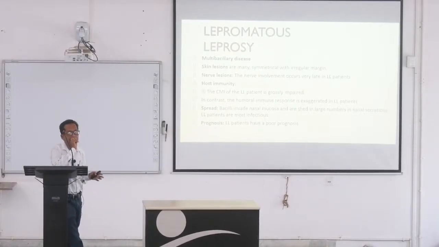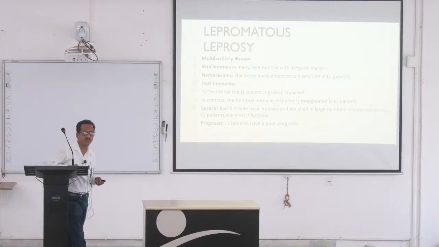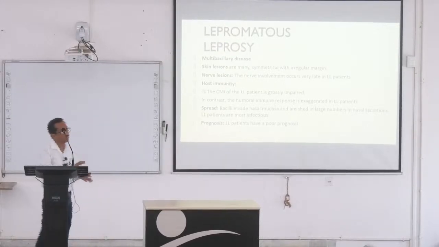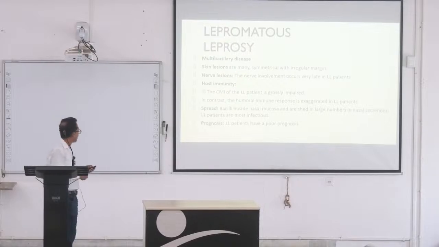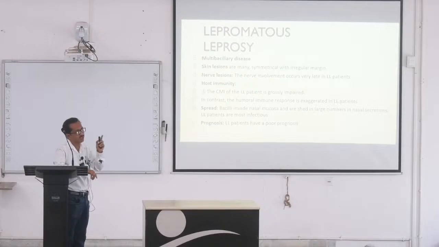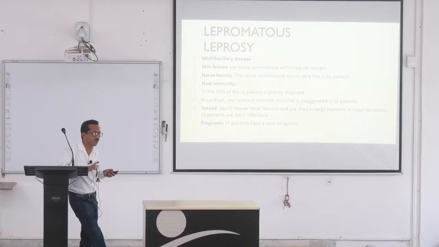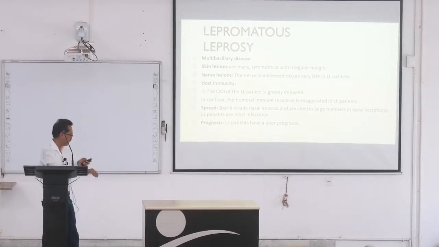So which type of patient is more infectious? Patients having lepromatous type of leprosy are more infectious than tuberculoid type. Prognosis: lepromatous leprosy patients have a poor prognosis. Why? Because CMI is low. CMI is most important in containing leprosy, not the antibody or humoral response.